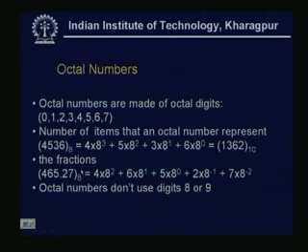Now how do we compute fractions? Say 465.27 when the base is 8. The integer portion will be 4 into 8 square plus 6 into 8 to the power 1, 5 into 8 to the power 0. Then the place value should be decremented, so 2 into 8 to the power minus 1, 7 into 8 to the power minus 2, and if we compute this, we will get the decimal equivalent of 465.27 in base 8. One thing you notice is that octal numbers do not use the digits 8 or 9. Only 0 to 7, these 8 numbers, are used, that is why the base is 8.